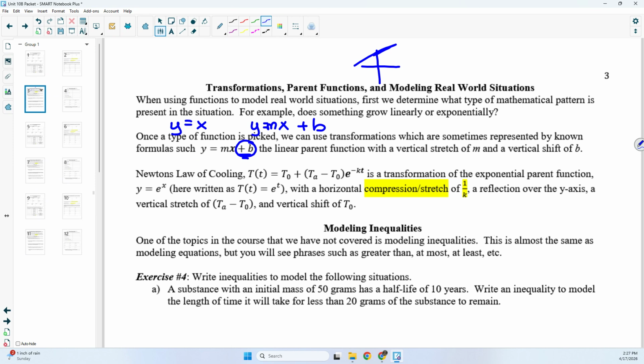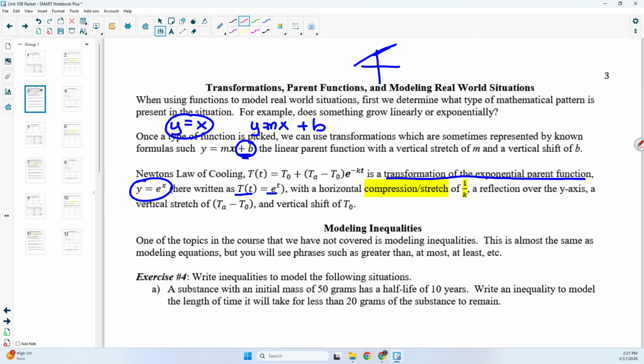Newton's law of cooling is a pattern about how when you take something and you put it in an environment that's either hotter or colder, how does that temperature change over time? And that is really an exponential function. So it's a transformation of an exponential parent function. In this case, we start from y equals e to the x, just like with the linear, we started with y equals x, so the base that was chosen was e, for reasons you would see in later math. We use some different variables, t for time, and big T for temperature.